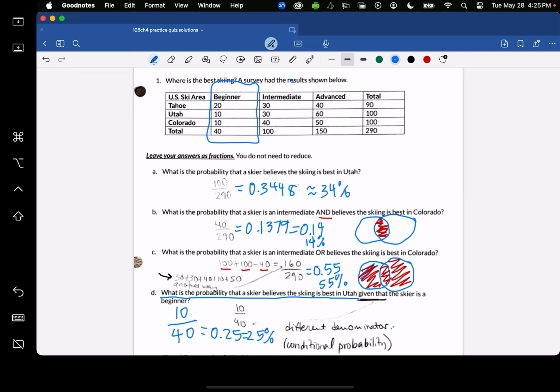Now, if you are going to retake this quiz, you may or may not be asked to find the decimal, but we always find the decimal by doing 10 divided by 40 to get 0.25.